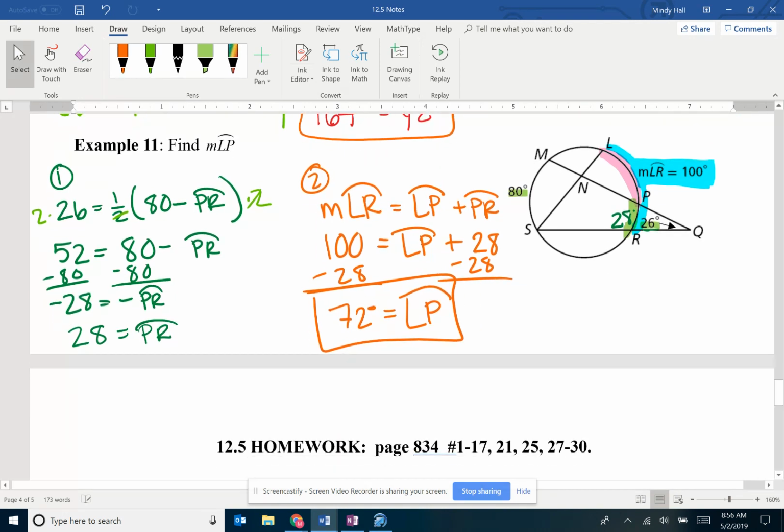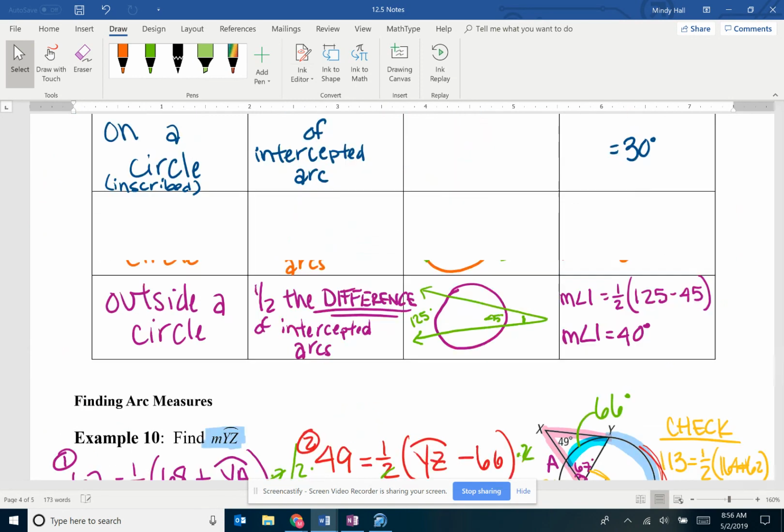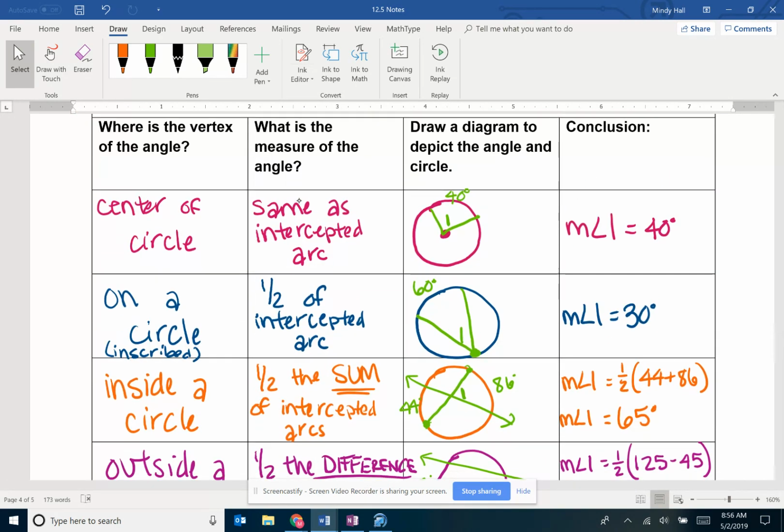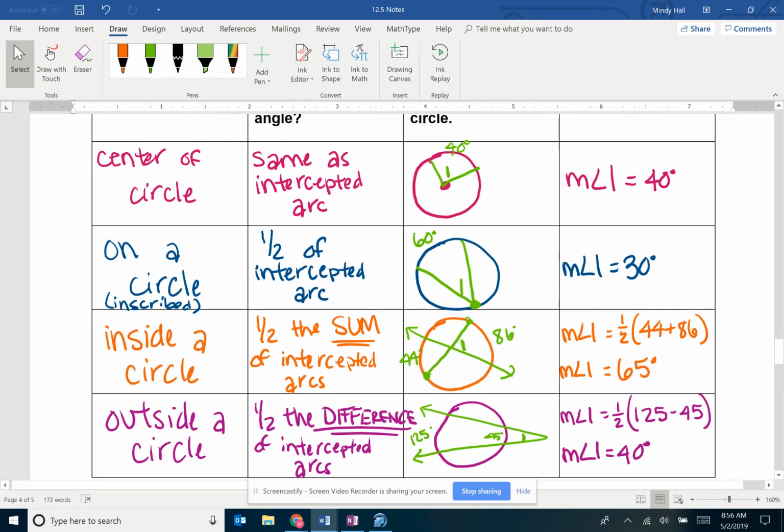You do have some homework on page 834 of your book. So if you have any questions, feel free to ask, but I would definitely make sure you have this table filled out because it's going to make your life a whole lot easier if you have all those in one place. So if you have any questions, feel free to ask. Otherwise, we'll see you next video.